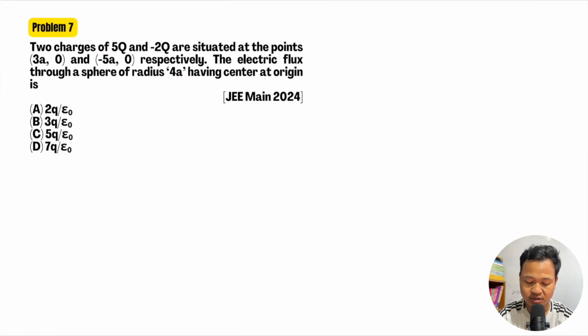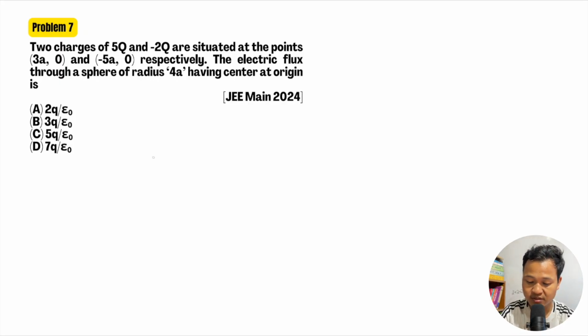Okay, next question. Two charges 5q and minus 2q are situated at the points 3a and minus 5a. The electric flux through a sphere of radius 4a having center at the origin. This is an application part of Gauss law, a direct question rather than a derivation or result.